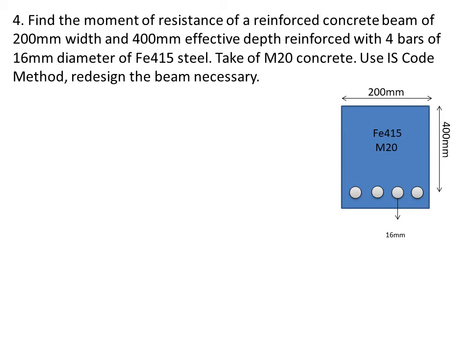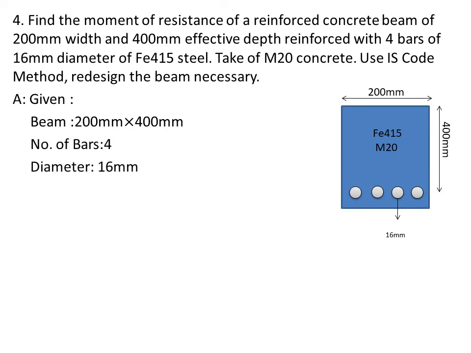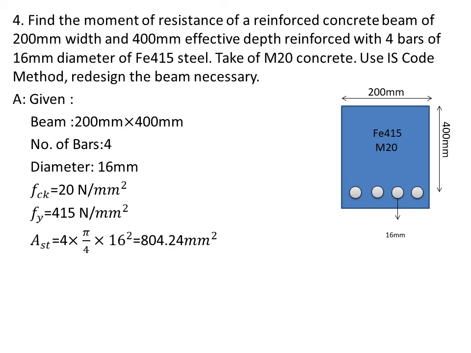Fe415, M20, effective depth 400 mm, effective width 200 mm, and 4 bars of steel with a diameter of 16 mm. Okay, we write the given values. The given values are: beam section 200 mm into 400 mm, number of bars 4, diameter 16 mm, fck 20 Newton per mm square, fy 415 Newton per mm square for steel. We find the area of steel.